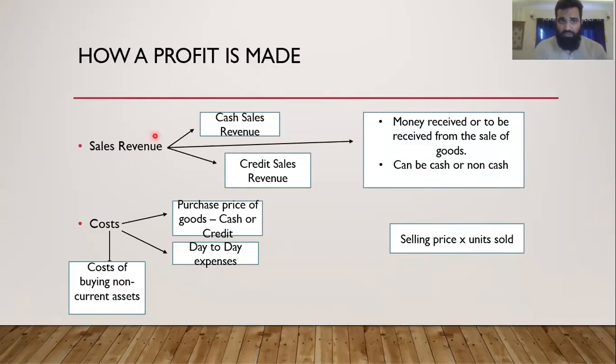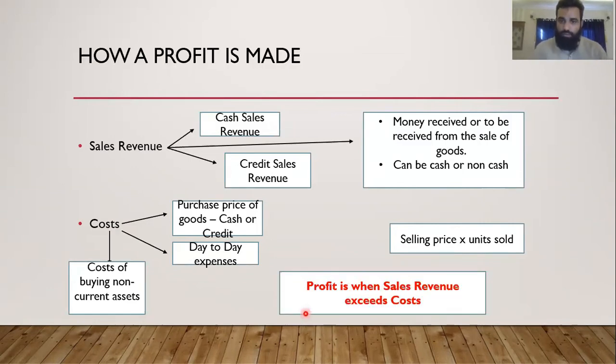The profit is made when our sales revenue is bigger than the costs. In short, when sales revenue exceeds the cost, profit is made. If sales revenue is equal to the cost, this means we have just covered our cost. There is no profit, there is no loss. We call it the break-even point.